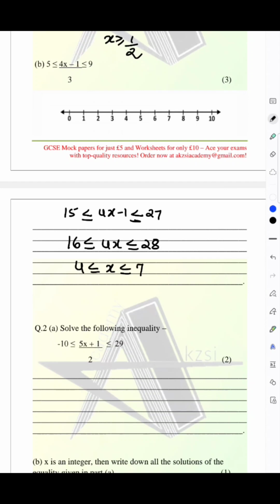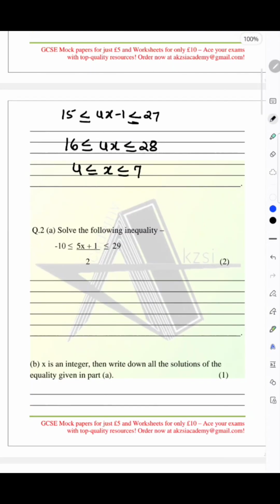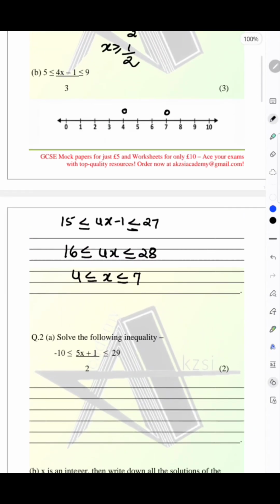And when I represent this on the number line, I'll have to draw 4 and 7. There is no open range to it, like this. And because in both cases, whether it's 4 or 7, we are including it, I have to fill it like this.